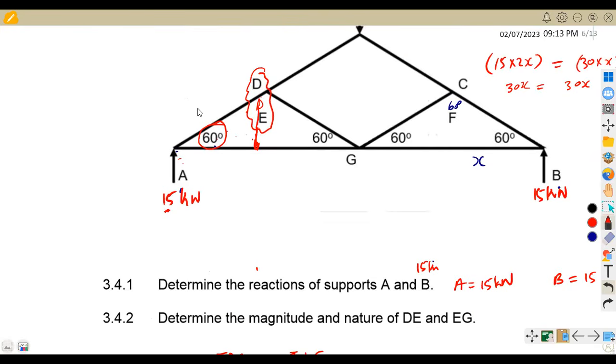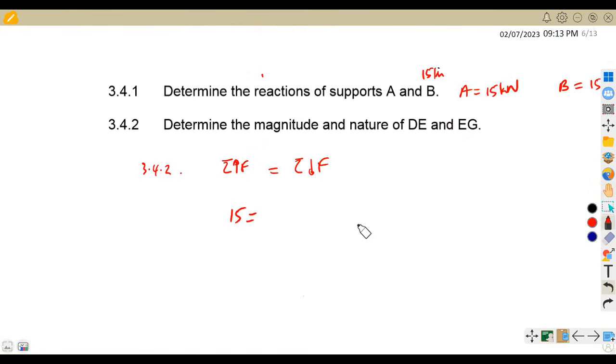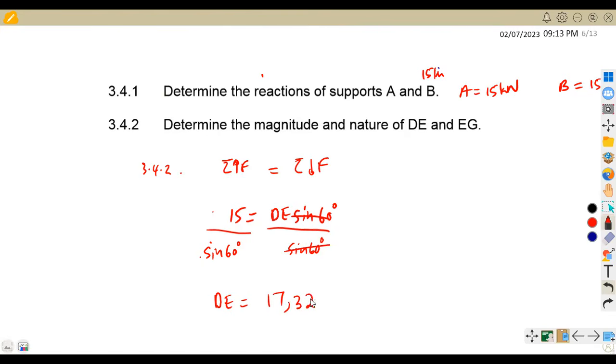Remember, guys, vertical component forces always carry what? Sine. So this is DE sine of 60 degrees. To find DE, we can simply divide by sine 60 on both sides. So this cancels, and DE is equivalent to 15 divided by sine 60, which, if we divide properly, is going to be 17,321 and so forth. That's kilonewton.